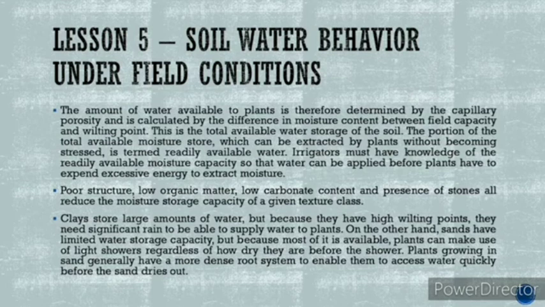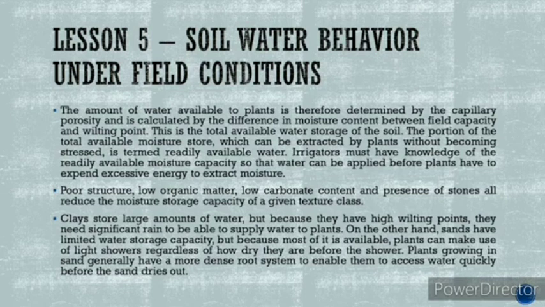The portion of the total available moisture store which can be extracted by plants without becoming stressed is termed readily available water. Irrigators must have knowledge of the readily available moisture capacity so that water can be applied before plants have to expend excessive energy to extract moisture. Pore structure, low organic matter, low carbonate content, and presence of stones all reduce the moisture storage capacity of a given texture class.